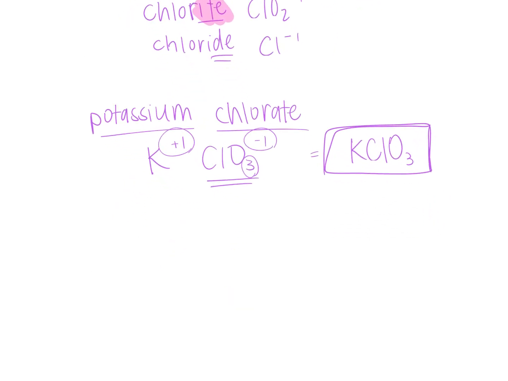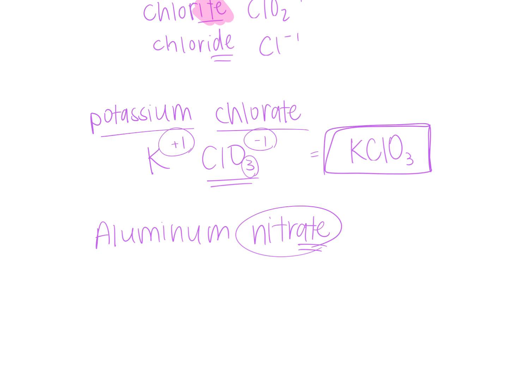Let's try aluminum nitrate. Aluminum is Al, and it has a plus 3 charge. Nitrate is NO3 with a minus 1 charge; the ate ending tells us it's probably going to come out of the box. Now, do the plus 3 and the minus 1 fit together? No, they don't. We could do our crisscross. However way you want to get to your final product is fine with me. We're going to take away our pluses and minuses, bring down the 1, and bring down the 3.